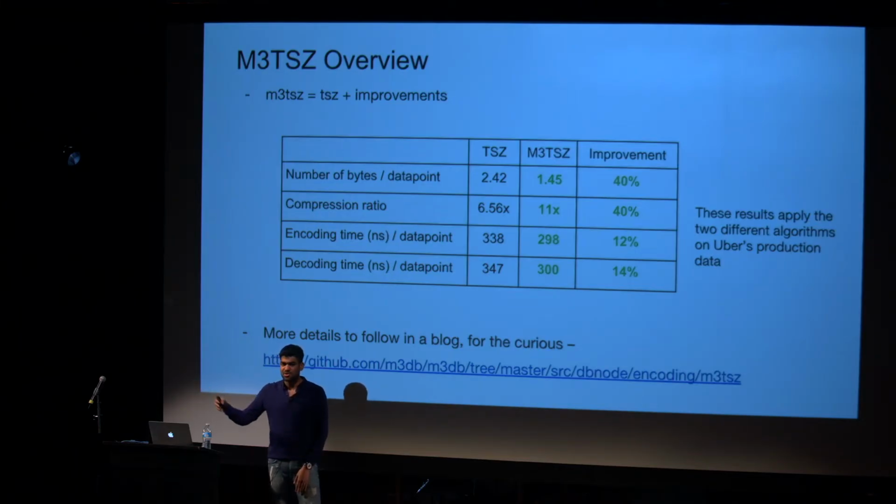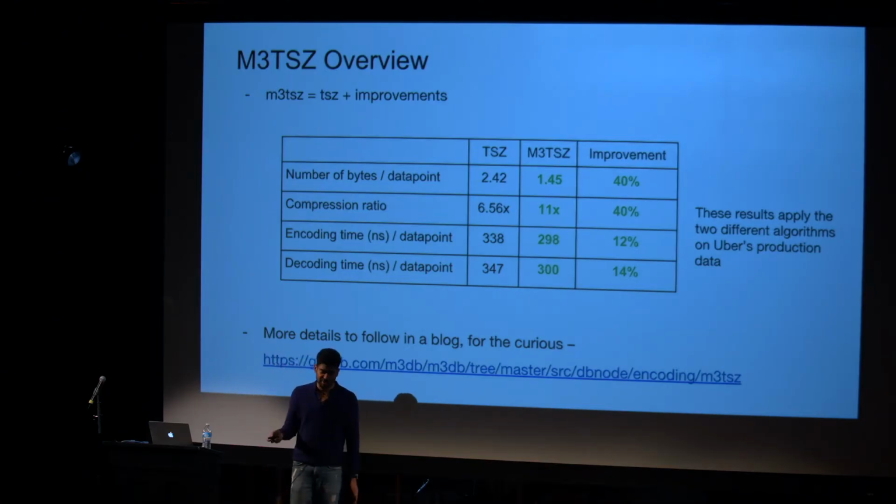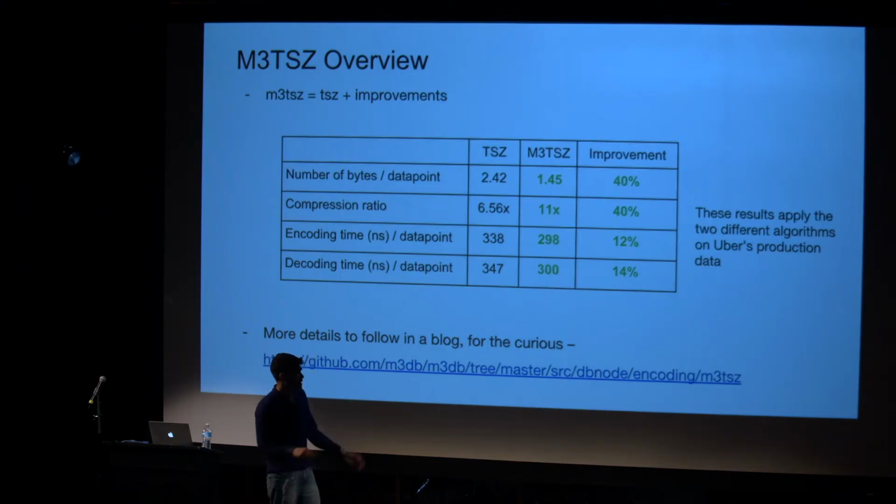That buys us a bunch of compression, and then we further do some header encoding to stream the number of bits. There'll be a blog post to follow if you're not following this, but if you're curious about the code, it's right there. As you can tell, it's a nice improvement over TSZ, which is already a pretty massive improvement over the naive 16 bytes, right?